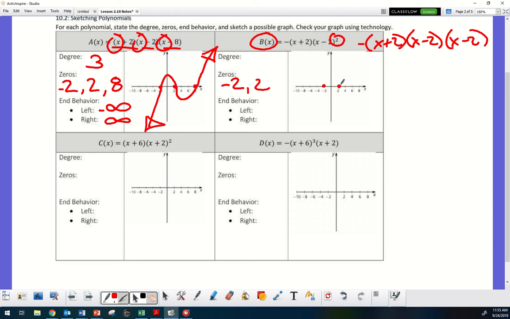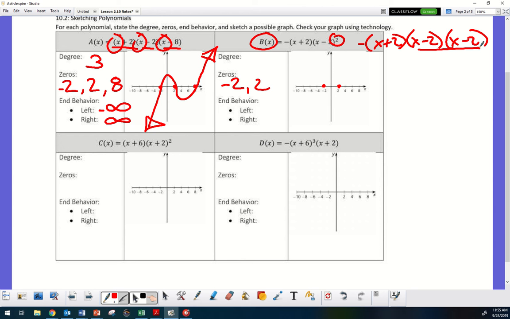Okay, so there is a negative in front. So I have a positive, positive, positive, and then there's a negative out front. So that makes this whole thing going to be negative. So it has to end going down, doesn't it? So it starts up, it ends going down. Now, this one at positive 2, it hits it twice, right?